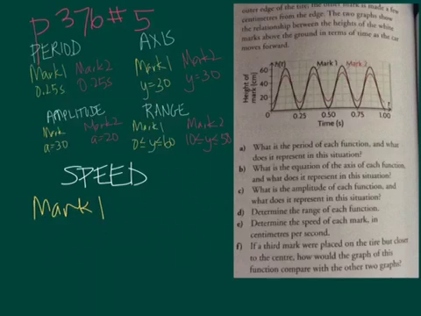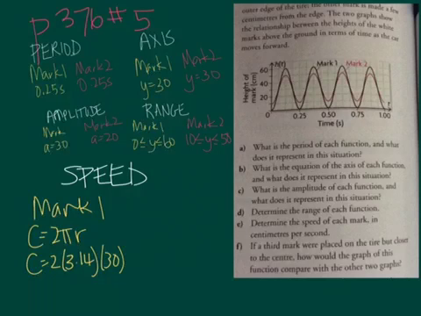We know that in order to find the circumference of that circle, we need 2 pi r. The radius is equivalent to the amplitude in this case. So the amplitude for the black mark, or Mark 1, is 30. So this would be c equals 2 times 3.14 times 30. So the distance for Mark 1 is 188.4 for 1 complete revolution.